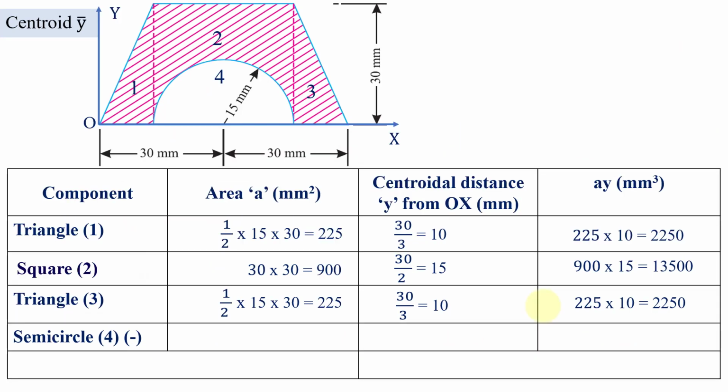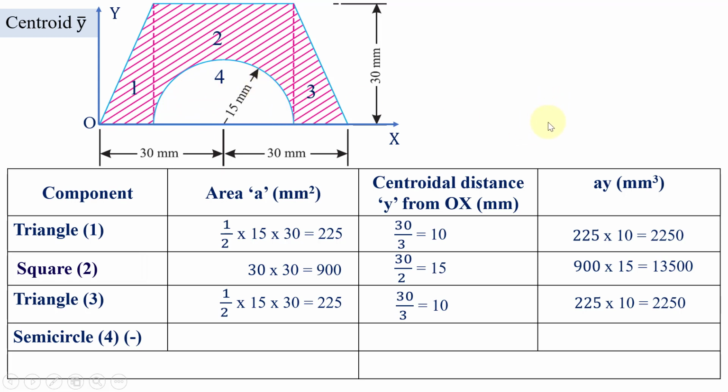So now we are going to consider the element number 4, which represents the semicircle. This area has to be subtracted from the entire region because we are going to calculate the centroid of the shaded area alone. So that is why we put minus sign here to represent this area, and this AY must be subtracted from the summation of the other three elements. Fine. So first, the area of the semicircle.